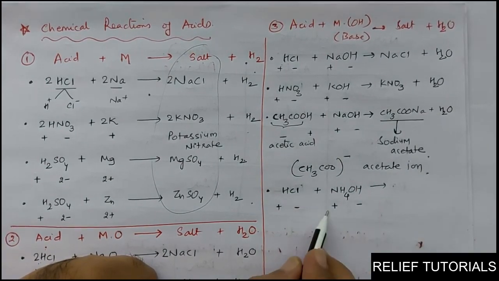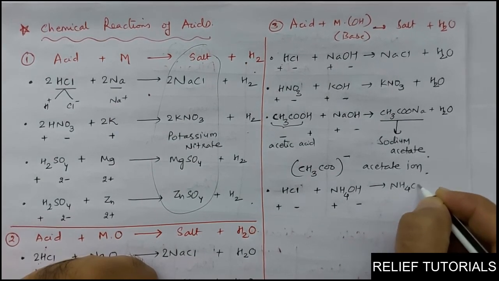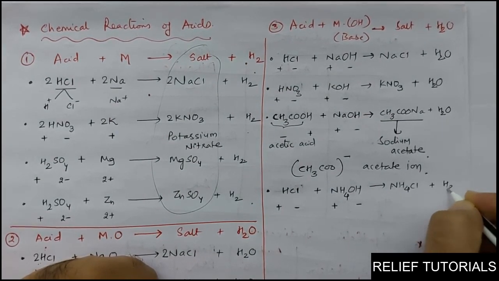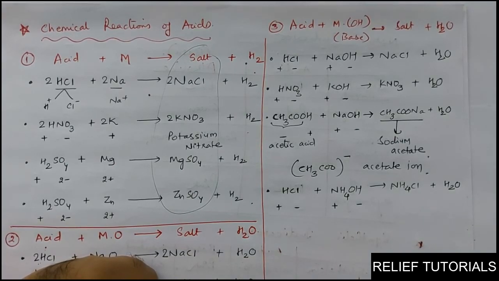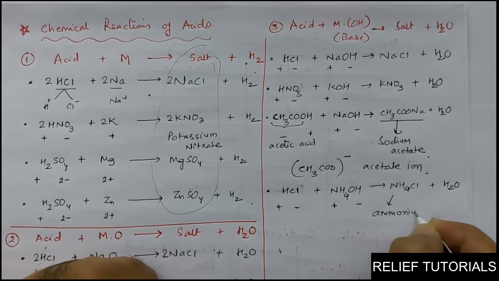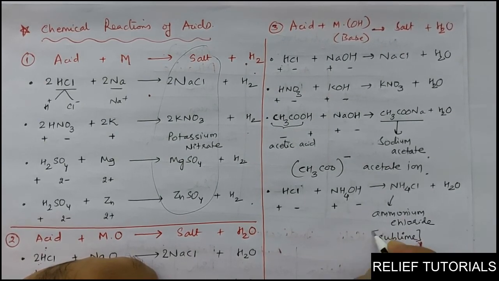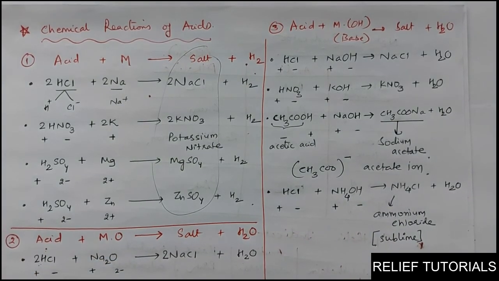So now NH4 plus reacts with Cl minus to form NH4Cl, ammonium chloride, and H2O. This is the salt called ammonium chloride. And ammonium chloride, if you remember, is a sublime. Sublime means sublimating substance. When it is heated, it converts directly from solid to gas.